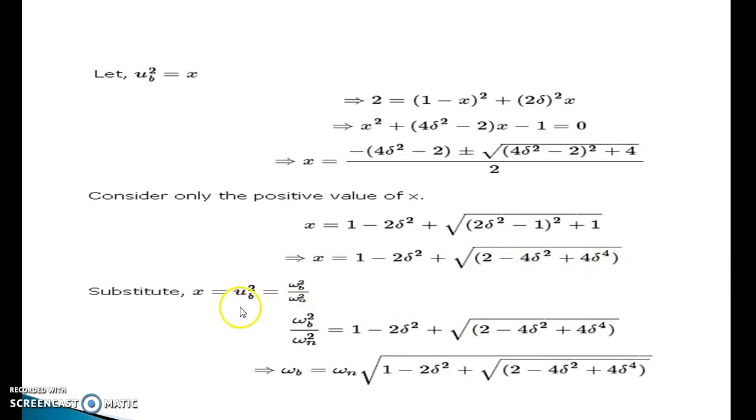Substitute x is equal to ub square is equal to ωb square by ωn square. That implies ωb square by ωn square is equal to 1 minus 2 delta square plus square root of 2 minus 4 xi square plus 4 xi to the power 4. That implies ωb is equal to ωn square root of 1 minus 2 delta square plus square root of 2 minus 4 delta square plus 4 delta to the power 4.